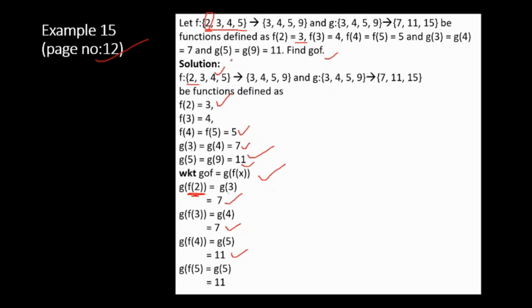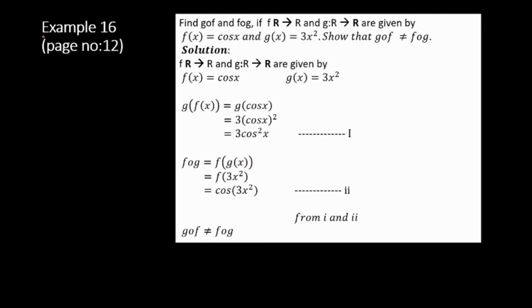Next, what are we supposed to find? G of f of 5. So what is f of 5? 5. So g of 5, what is g of 5? 11. So we have 11. I guess this was the simplest one. Let's move on to example 16, page number 12.